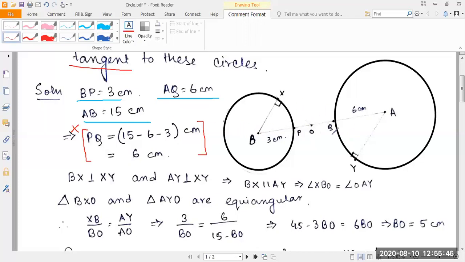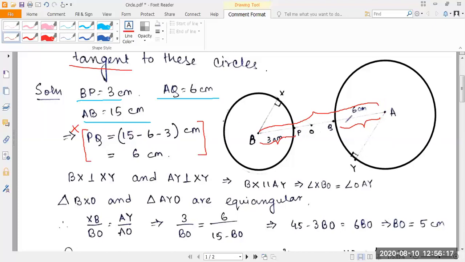So had they been touching, P and Q would have coincided with each other and PQ would have been a single point. But you see here, PQ I have found out to be 6 centimeters. Why? Because PQ is essentially BA minus QA minus BP. So if I take this entire length and then I remove this portion and this portion, what I'm left with is PQ.